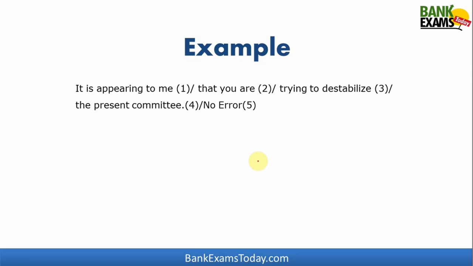Next, we have "It is appearing to me that you are trying to destabilize the present committee." Clearly, we know that the error is in the first tense, because it is appearing to me. If you speak it in Hindi, it will be like "mujhe lagta hai." And as I told you, ta, te, ti sentences are always in present indefinite. So it will be "It appears to me that you are trying to destabilize the present committee." It is not like "mujhe ye lag raha hai," it is "aapko ye lagta hai."